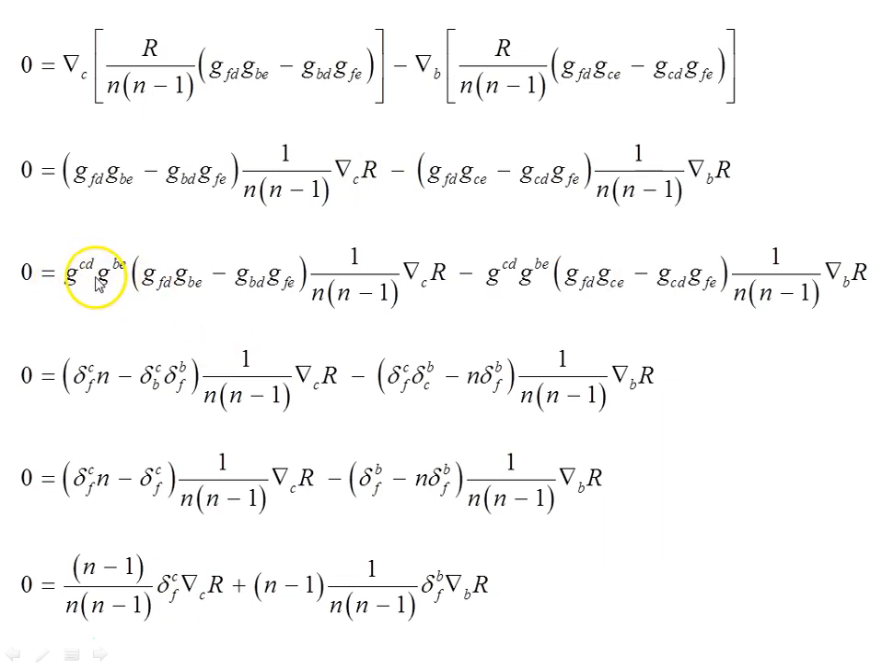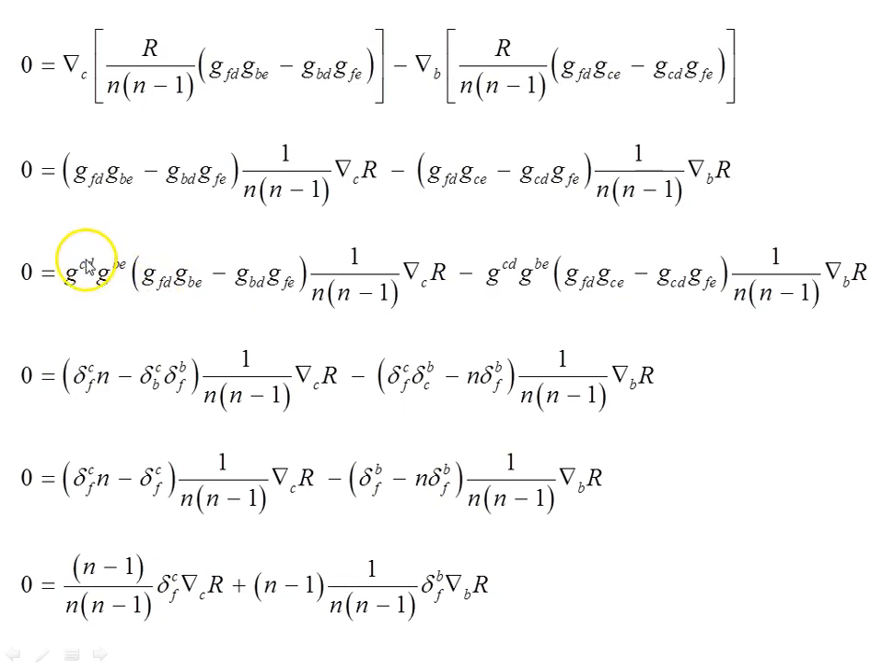Okay, let's multiply through by the inverse metrics to see if we can reduce this down to something else. So we want to contract all this down to something simpler. So let's choose g^CD, g^BE, and over here g^CD, g^BE, multiply that through. On the left hand side we've got 0 here, so that multiplied by 0 is still 0. Okay, let's start contracting. So g^CD with g_FD.